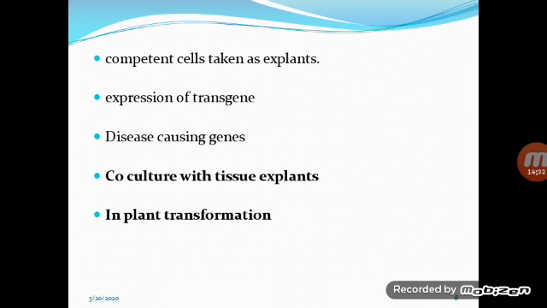Often transformed tissue or explants do not regenerate and are not totipotent. Therefore, for transformation and regeneration, competent cells should be taken as explants. The transformed explant cell should allow expression of the transgene. Disease-causing genes should not be transferred and expressed, which is helped by the disarmed tDNA.